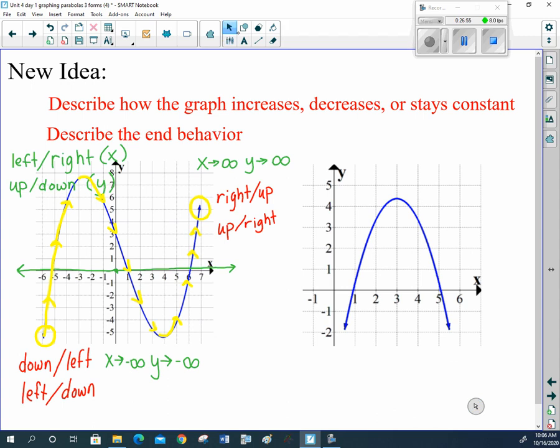So what we have to do is describe that. I mean, it's easy to say that in words, but we have to describe it in math lingo. So what did we say it did? It increased first, and then it decreased, and then it went back to increase. You only ever write the word increase and decrease one time, okay?